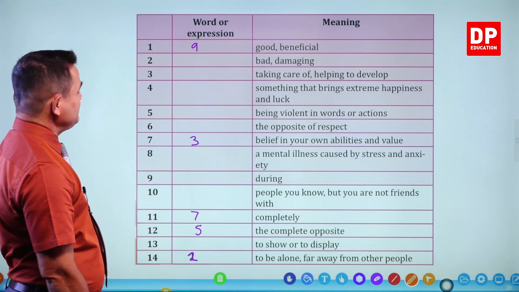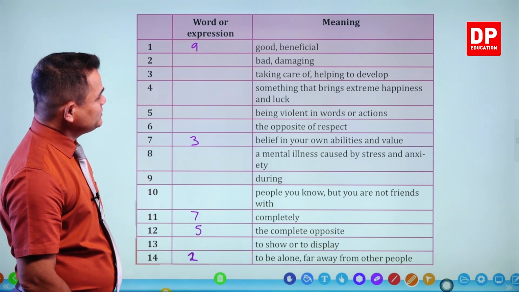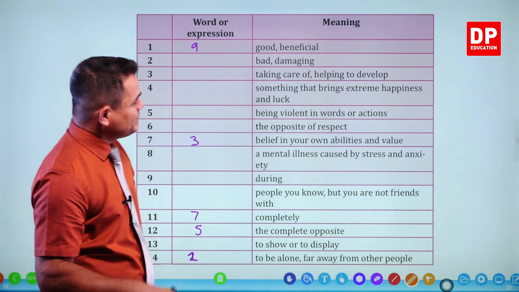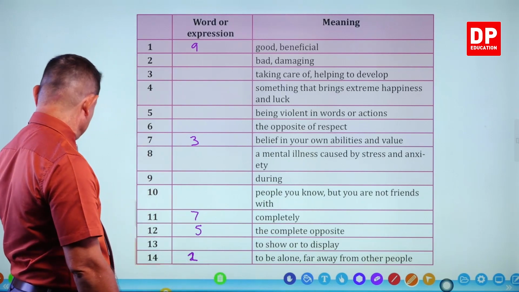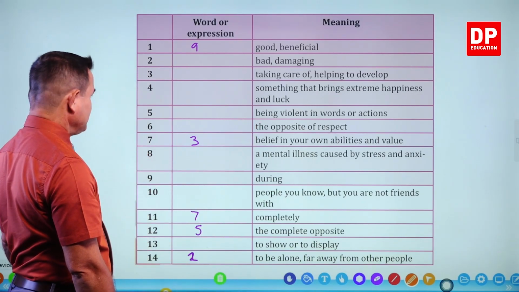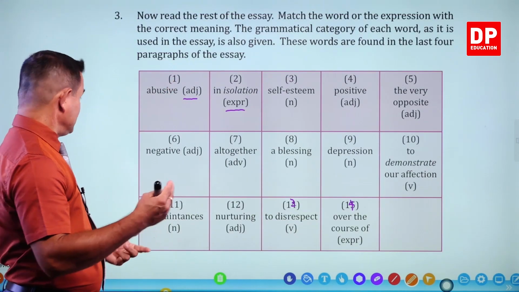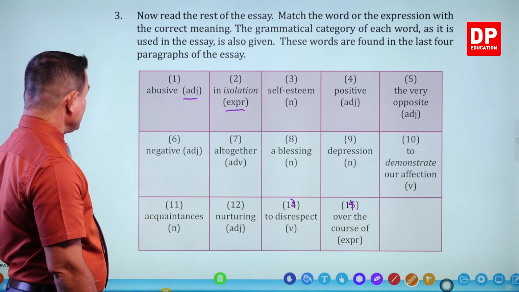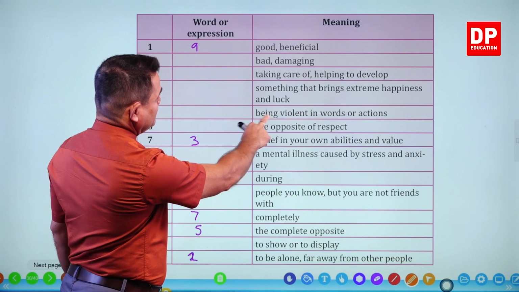And in the same way, taking care of, helping to develop, they are very easy. Something that brings extreme happiness. Being violent in words and action, that is abusive, number 1.